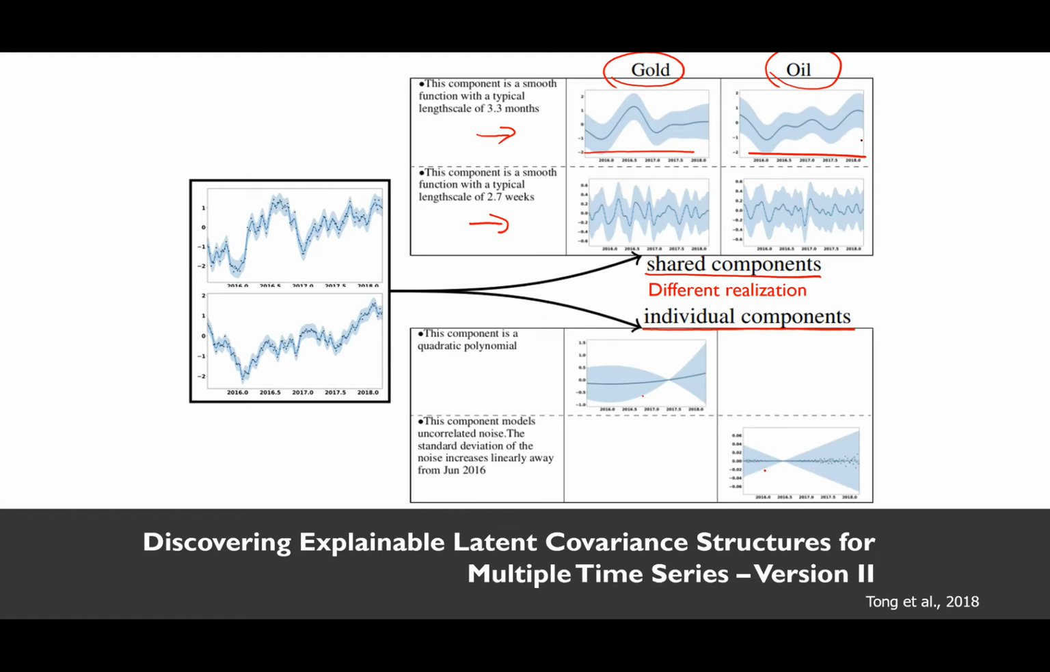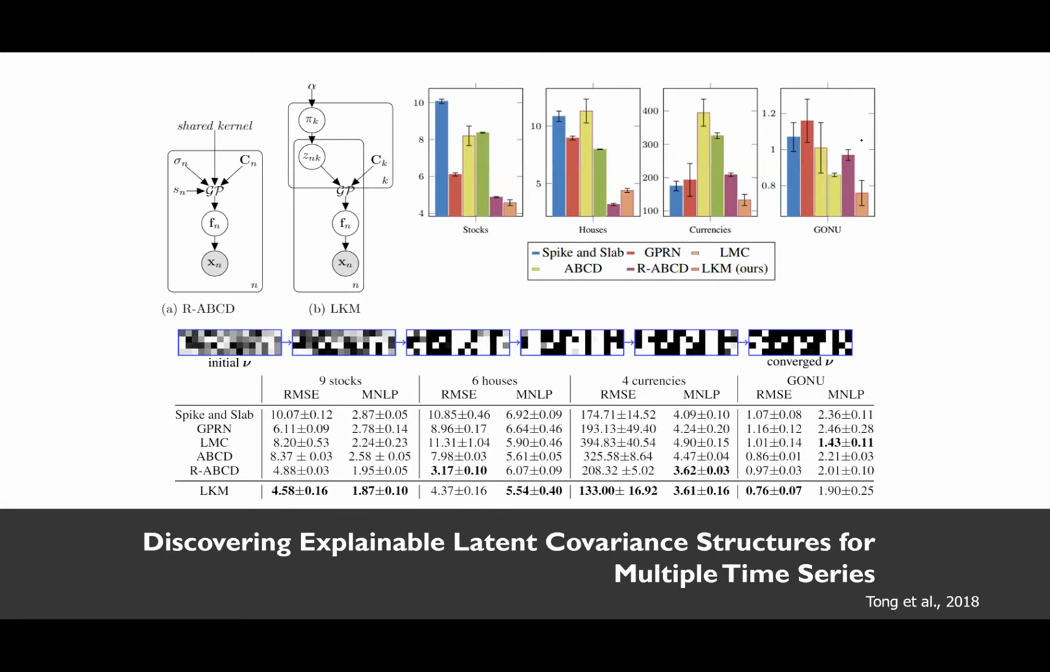As you see in the gold and oil case, that is also an improvement compared to the previous model. If we run this IBP model with a global kernel model on time series data and also the edge data, we can demonstrate that the new algorithm works better. The new algorithm is represented here, and RABCD is the relational automatic statistician. This is the new IBP model, and we can show that this model is clearly better than the existing methods in several data sets.